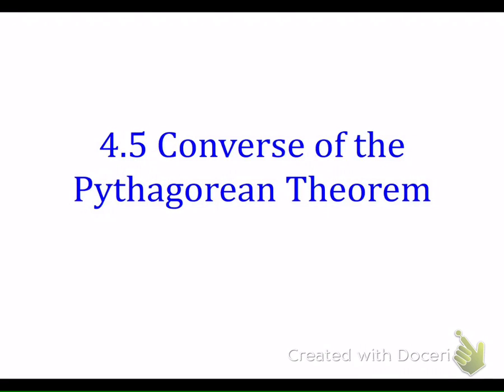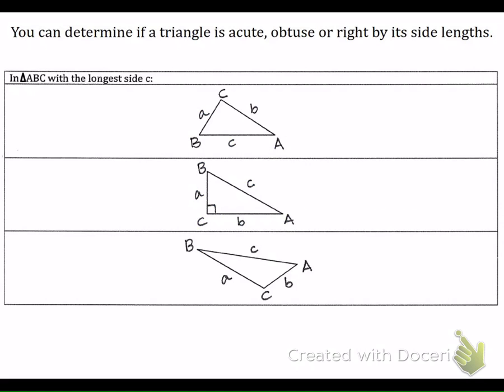All right, so what we're doing today is very similar to the first section of 4.4 of the Pythagorean theorem. This is the converse. So we're basically doing it backwards. And I'll show you what I mean in a second. So this says, you can determine if a triangle is acute, obtuse, or right by its side lengths.